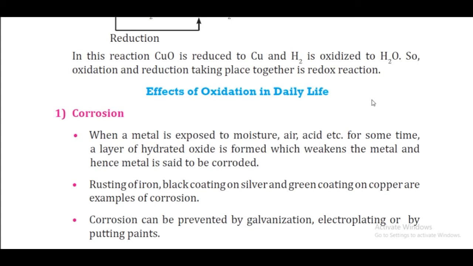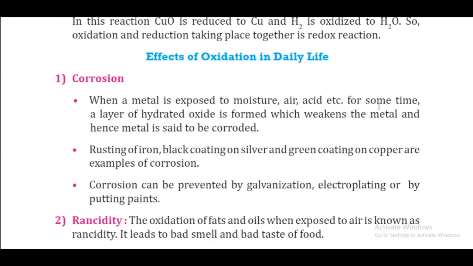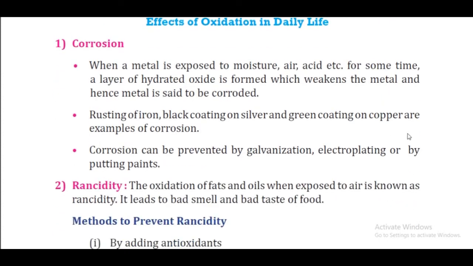Now the process of oxidation, or the process of deterioration, spoiling or damaging of metal when it comes in contact with air and water or acids, is called corrosion. Again, according to the content given here, when a metal is exposed to moisture, air, acid, etc., for some time, a layer of hydrated oxide is formed which weakens the metal, and hence the metal is said to be corroded. Second point, rusting of iron, black coating on silver and green coating on copper are examples of corrosion.